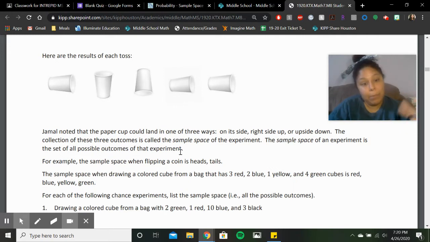So for example, when you flip a coin, and this is always going to be my go-to example, heads and tails are your only options when you flip that coin. It's not going to land on its side as much as you would like it to. The only options are heads and tails, so that is the sample space.